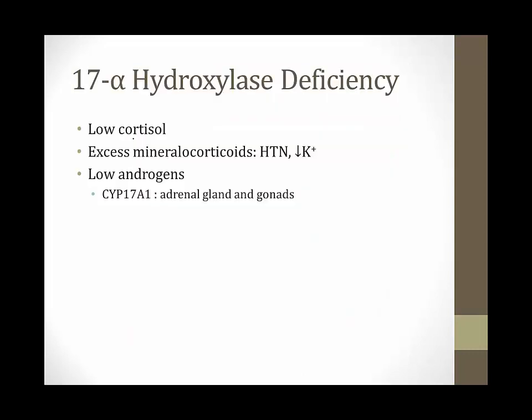So children with this disorder, depending on the severity, can have signs and symptoms of low cortisol and signs and symptoms of excess mineralocorticoids like hypertension and hypokalemia. However, what really distinguishes this disorder from all the others we've talked about before is the low androgens, and this is because of that cytochrome P450 enzyme found in the adrenal glands and the gonads.